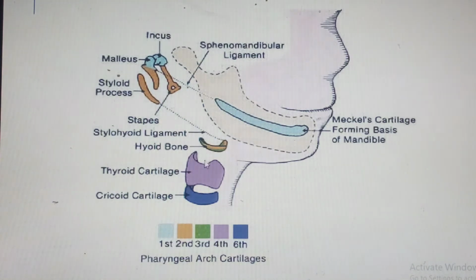Now the fourth and the sixth arches will be giving rise to the cartilages of the larynx, the laryngeal cartilages. Although some books will segregate them, generally there's that kind of controversy regarding these ones. So just know that the fourth and sixth pharyngeal arches give rise to the laryngeal cartilages. So these are what the arches, the mesoderm, are really giving rise to.